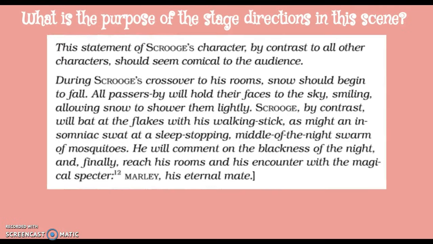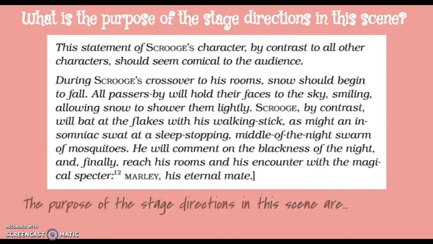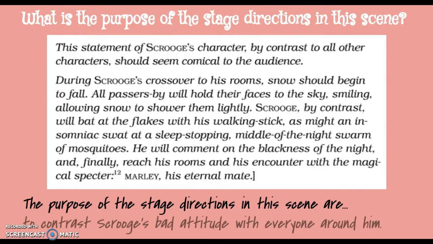Okay, and another, what is the purpose of the stage directions in this scene? What do they reveal to the audience? So the purpose of the stage directions in this scene are to contrast Scrooge's bad attitude with everyone around him. All the passersby, all the people on the streets are holding their face to the sky, smiling, enjoying the snow, while Scrooge is angry, batting the flakes away, and just getting to his home as quickly as he can.